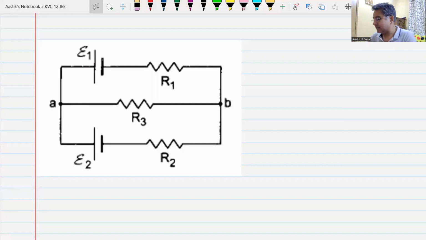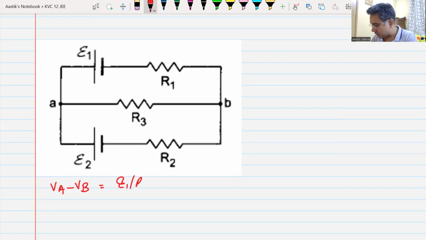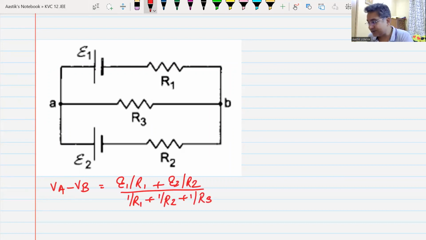That is correct. The answer is very simply VA minus VB is going to be E1 by R1 plus E2 by R2, divided by 1 by R1 plus 1 by R2 plus 1 by R3. Do we understand this, everyone? How this is done?